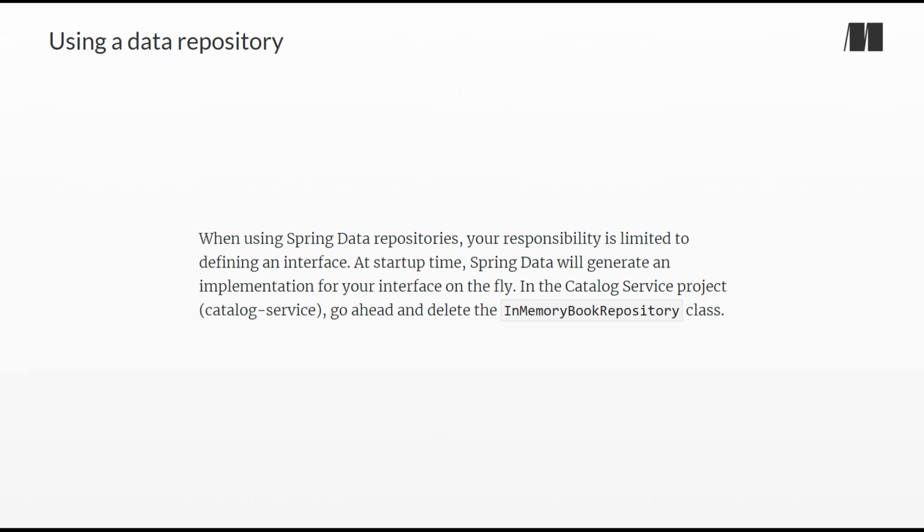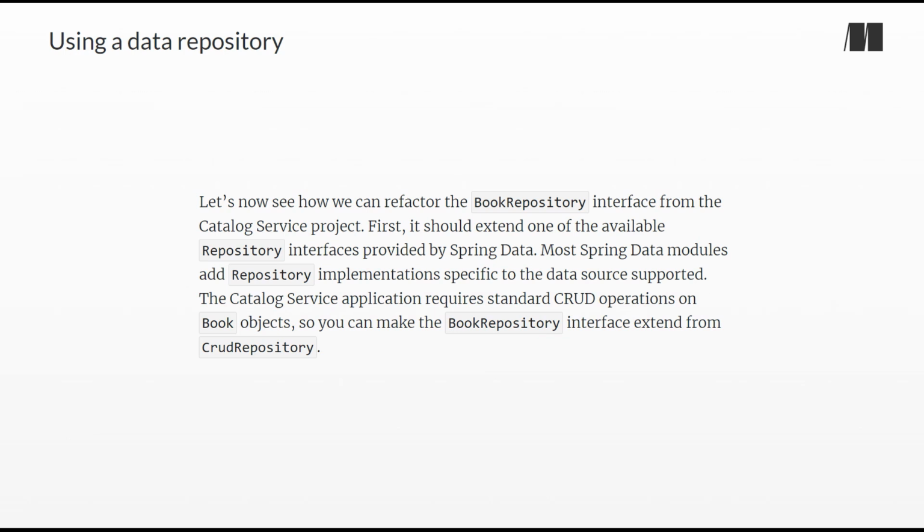At startup time, Spring Data will generate an implementation for your interface on the fly. In the Catalog Service project, go ahead and delete the in-memory book repository class. Let's now see how we can refactor the book repository interface from the Catalog Service project. First, it should extend one of the available repository interfaces provided by Spring Data. Most Spring Data modules add repository implementations specific to the data source supported.